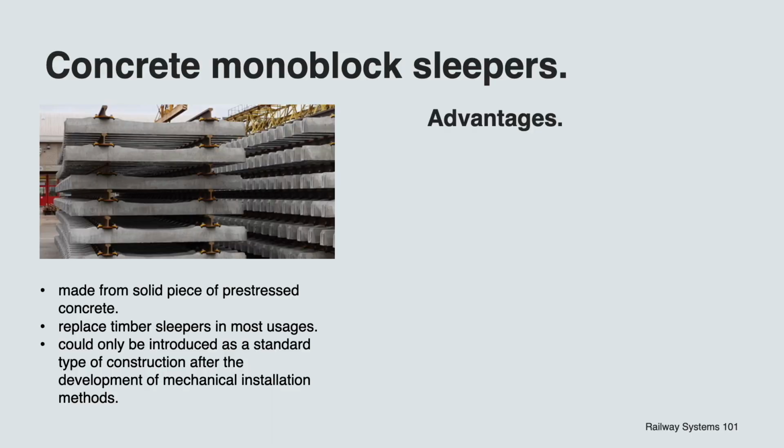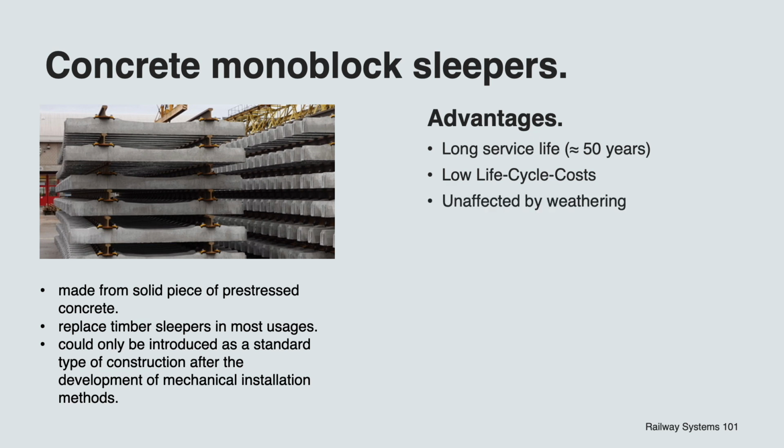The common sleepers laid in Europe on normal gauge lines weigh approximately 250 kilos and have a length of 2.40 meters. They provide many advantages, such as a long service life up to 50 years, cheap production costs, they are unaffected by weathering, and due to their heavy weight, they offer a high track stability.